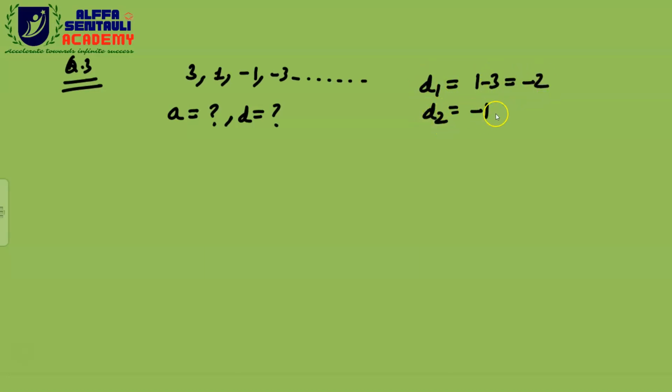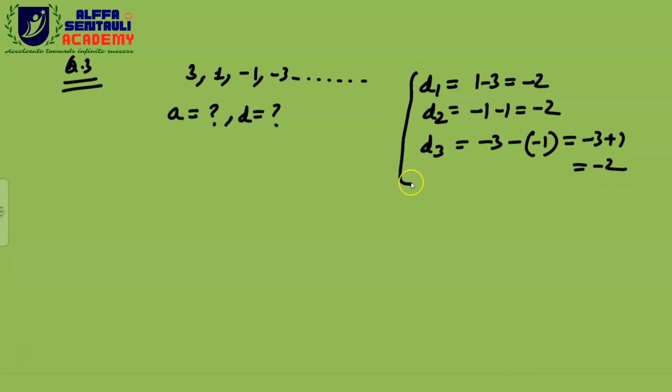D2 is what, beta? -1 and then -1, which is -2 again, the common difference. Then you will find D3. D3 is -3 minus -1, so -3 plus 1. Sorry, this will be -1. Correct. So if you solve, you will get -3 plus 1, then you will get again -2.